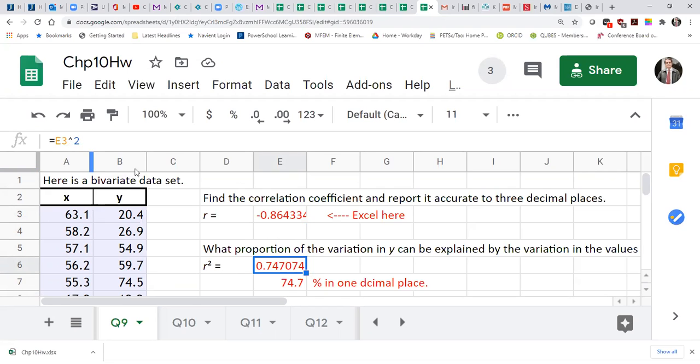You can see this formula. You see here the R is in E3, right? If you square it, you got the R square here. And then down here, you multiply by 100%, so you got this number here. So the number that you need to put is this one, 74.7.